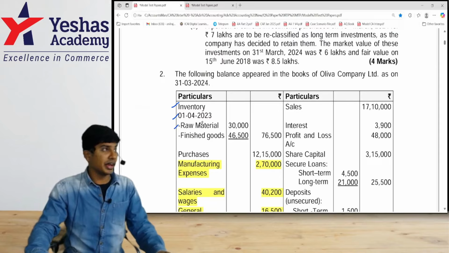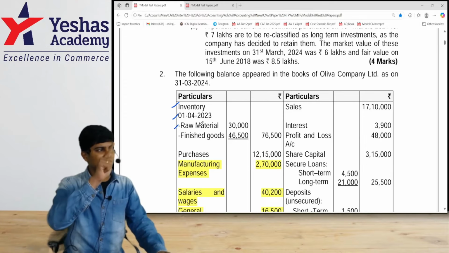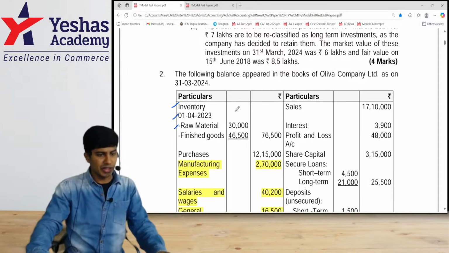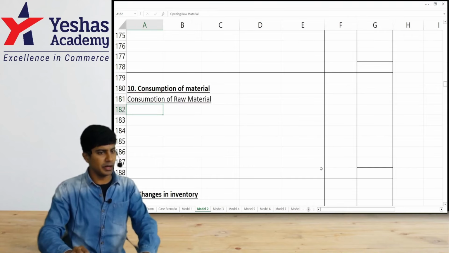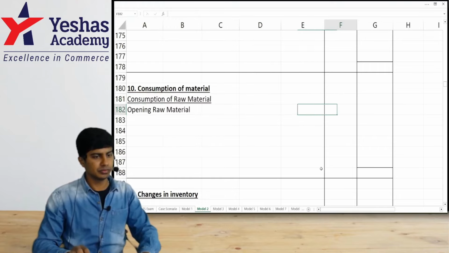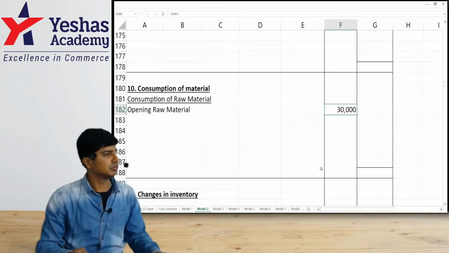So, raw material, where would I write? Opening raw material in consumption of raw material: opening plus purchase minus closing. 30,000. Right now, I know the opening. Let's go to our answer. In our notes to accounts for consumption of material, I know that in consumption of raw material, the opening raw material is 30,000. Understood?